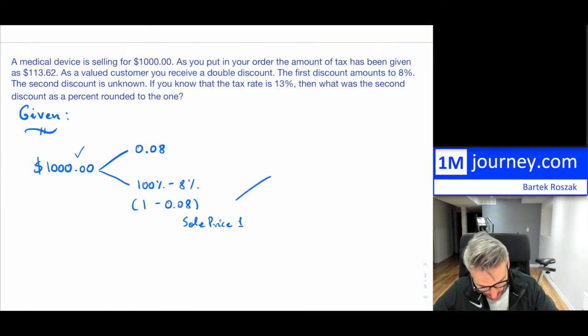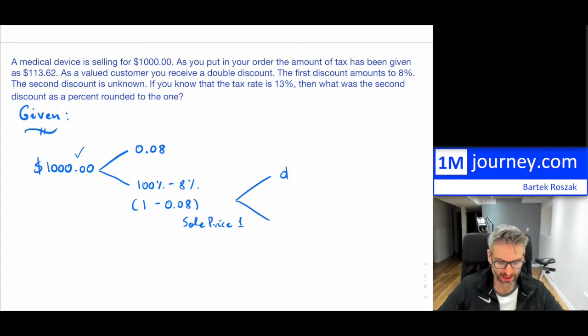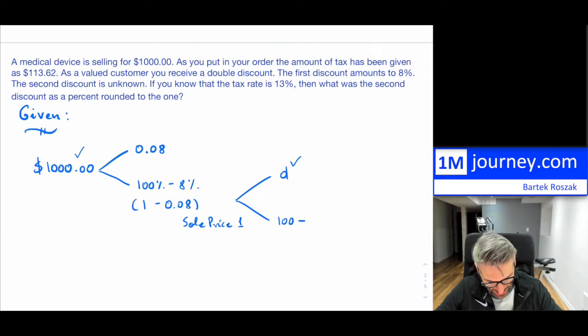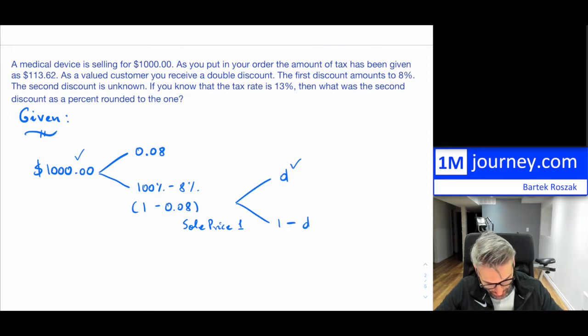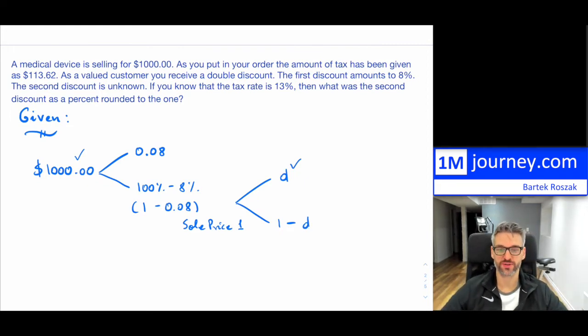Now, I don't actually know what that second discount is. Whatever that discount might be, let's call it D, or the rate of discount, remembering that it has to be in decimal form. Here, this would have been 100% minus this particular D. In decimal form, that would be 1 minus D, because 100% as a decimal is just 1. That would be after my second discount, and I don't know what this discount is.